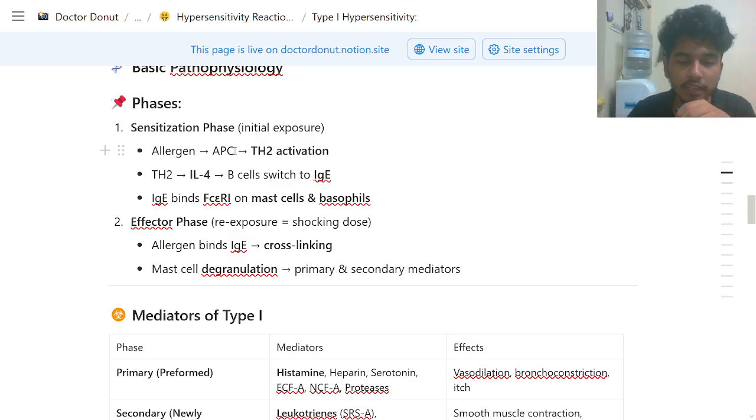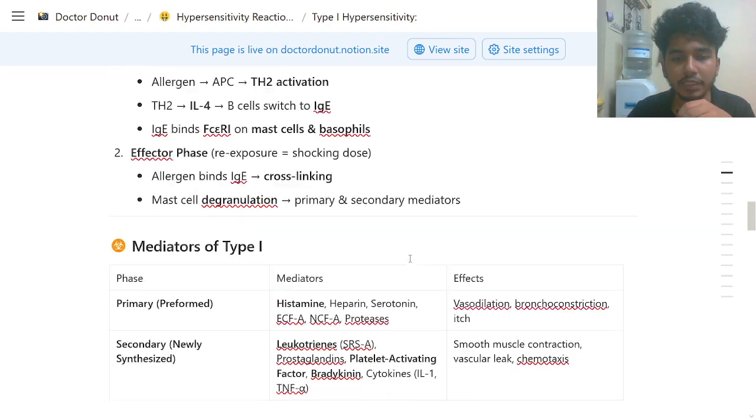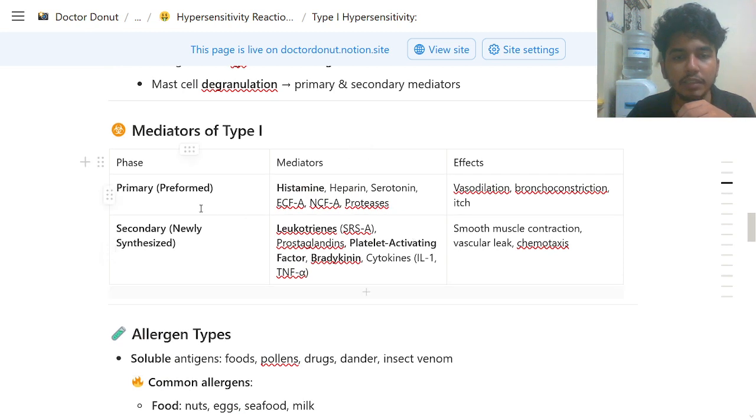So, phases, sensitization phase. As I said, allergen, antigen presenting cell, TH cell activation, and then TH cell interleukin 4. Then B cell switch to IgE. Then IgE binds to FcεRI on mast cells and basophils. Now, when there is a re-exposure with a shocking dose, the allergen binds IgE, which leads to cross-linking, and this cross-linking leads to degranulation of the mast cell, wherein we see two types of mediators, primary and secondary. So now we'll look at the types of mediators.